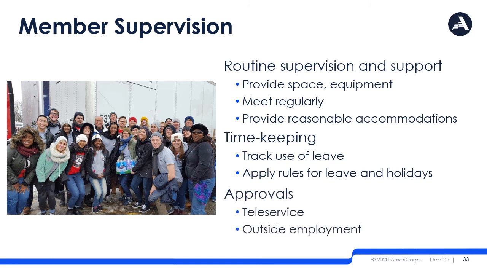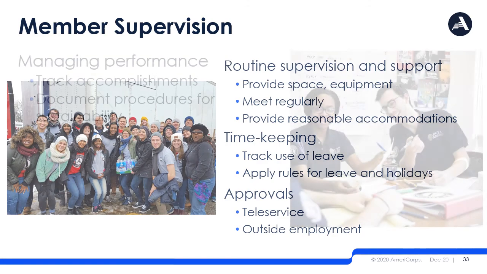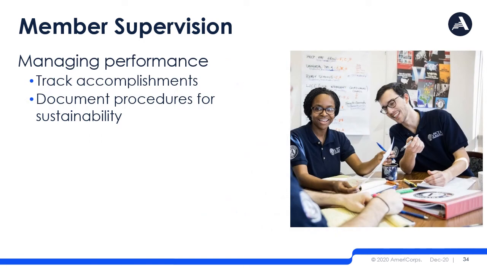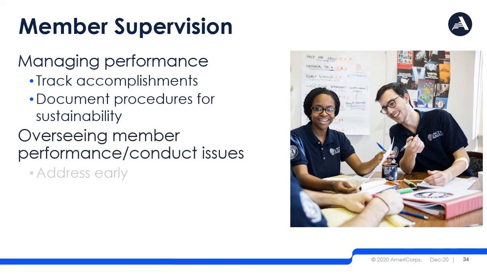And finally, there are several member activities that require your approval. Teleservice and outside employment. Though these activities are allowed, certain rules apply, and VISTA members must request approval through their project supervisor, who then sends the forms on to the AmeriCorps Regional Office. In the area of performance management, have your members track what they accomplish. You will use the data when reporting to AmeriCorps. Have your VISTAs create a procedure manual that explains how they did what they did to build project sustainability.